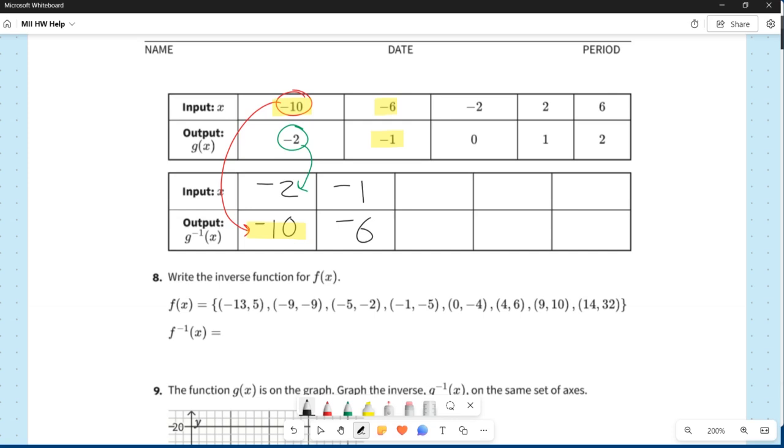If you plug in a negative 2 and you get a 0, in the inverse, it means that when you plug in a 0, you should get a negative 2. The original function, you plug in a 2, you get a 1. That means that the inverse, if you plug in a 1, you should get a 2. The original function, when you plug in a 6, you get a 2. That means that when you plug in a 2, you should get your original input of 6. And that is my table.